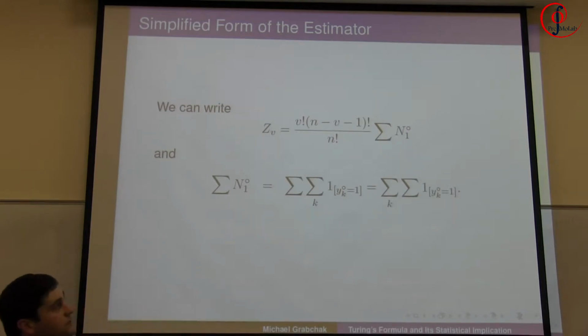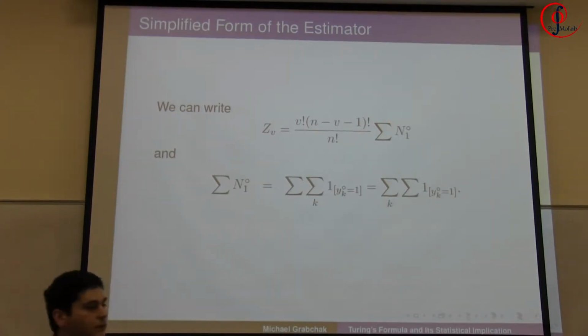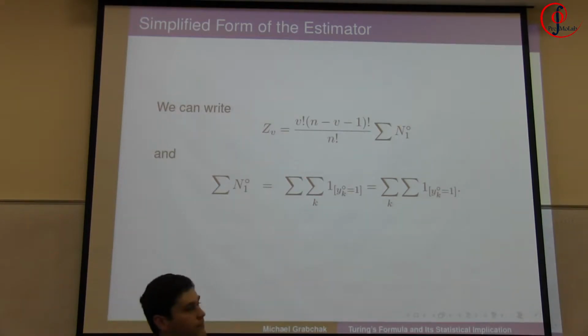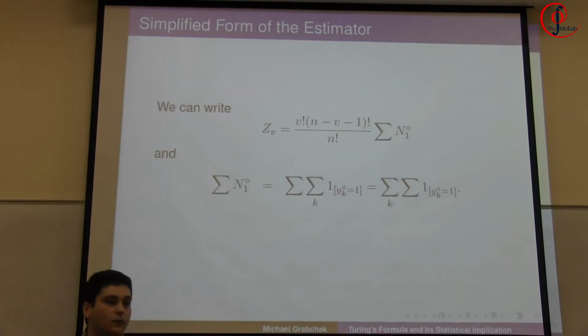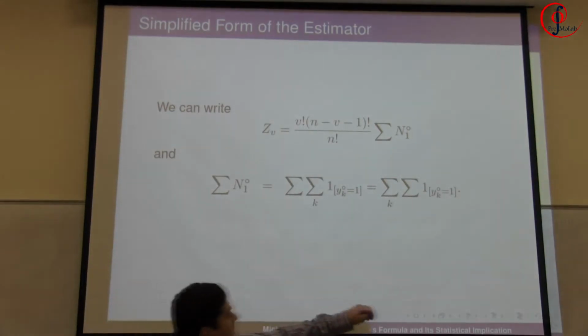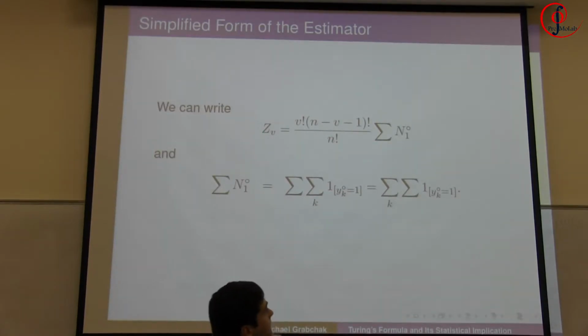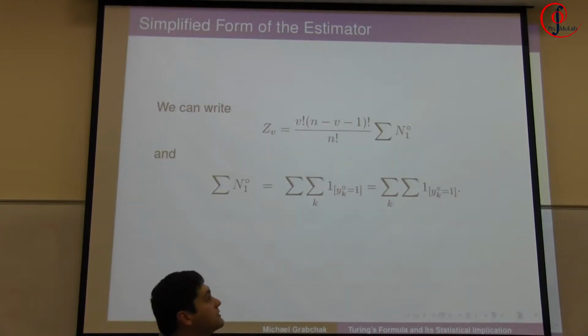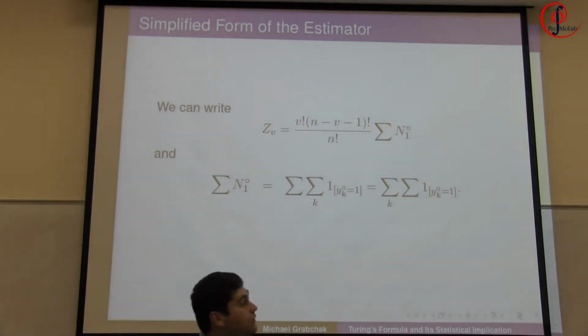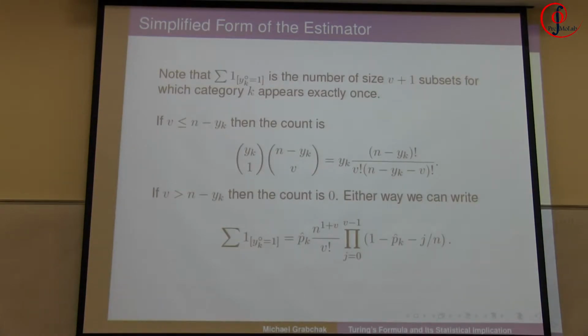And now let's try to figure out what this sum of n1 circle is. Well, this is still a sum over all subsamples of a sum over all letters of the indicator of the letters we saw exactly once in the subsample. And we can interchange summation. So we have a sum over k, and then a sum over all subsamples. This is saying how many subsamples have exactly one observation of letter k. And that's not difficult to compute. So the sum is the number of size v plus 1 subsets for which category k, or letter k, appears exactly once.